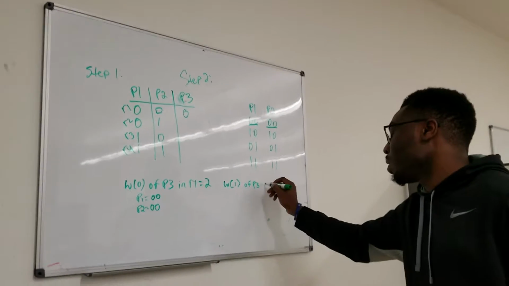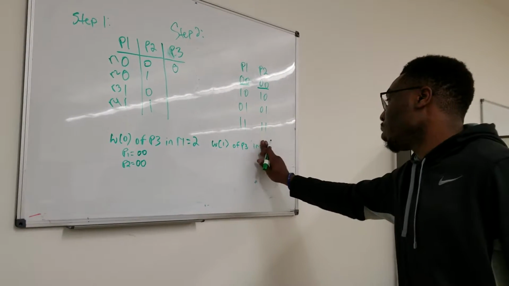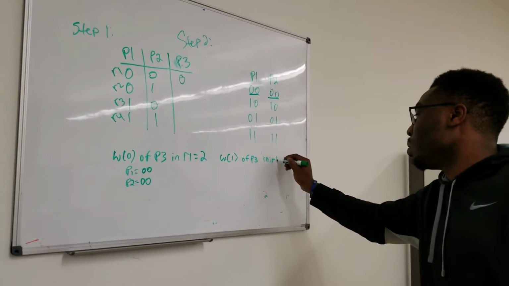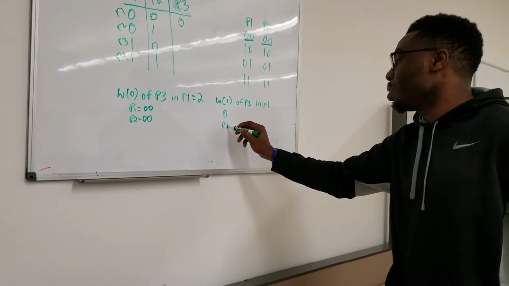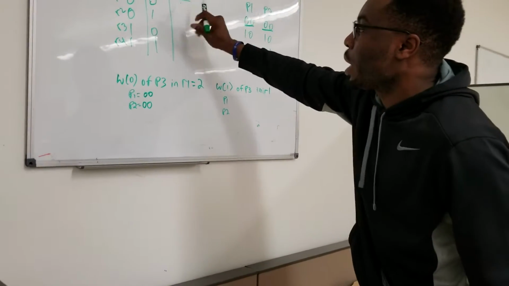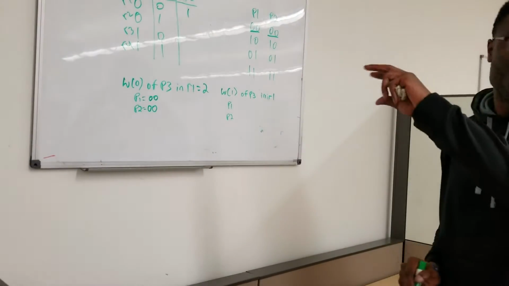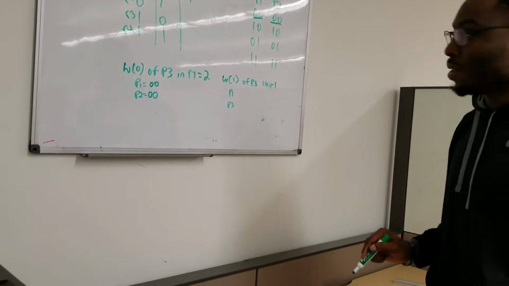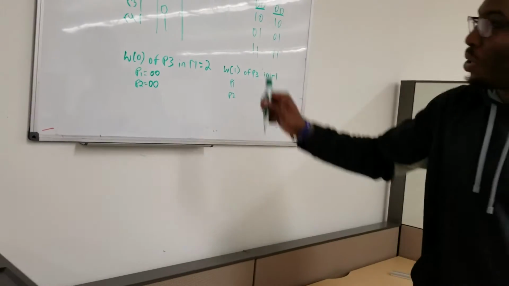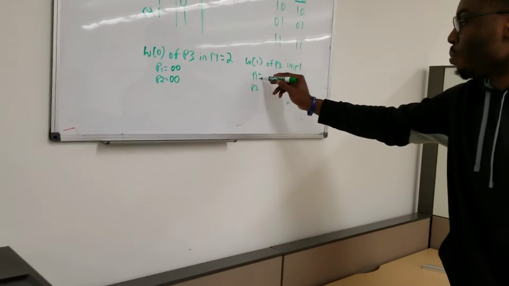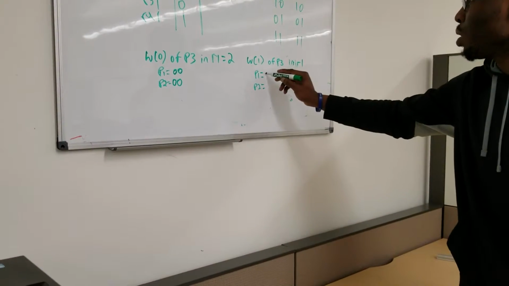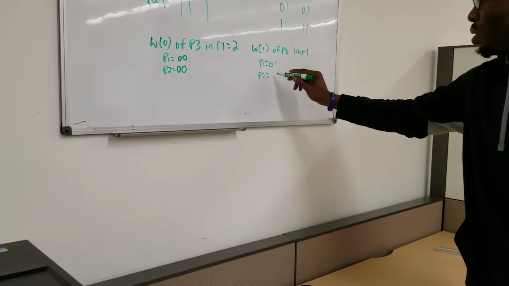P3 in row 1. No. Row 1, right? So we look at P1 and P2. Now we're saying, all right, what if that one was... So we look at, what if this was actually a 1 instead of a 0? So we look, P1 is equal to 0, 1, and P2 is also equal to 0, 1.